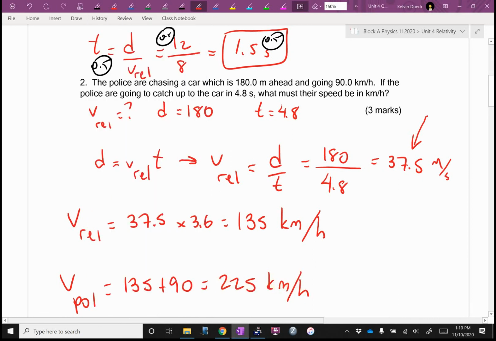If you got that, you get 3 out of 3. And I like this question.